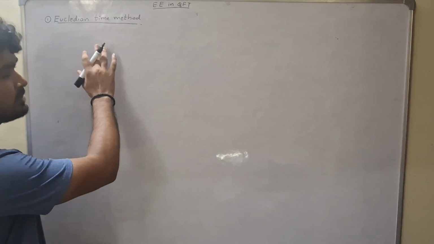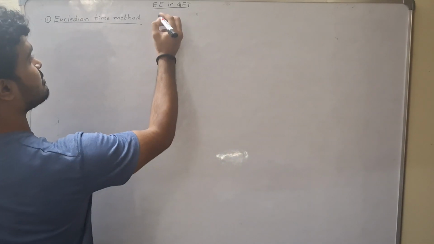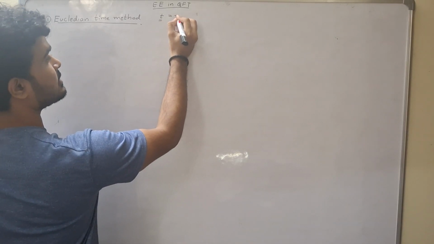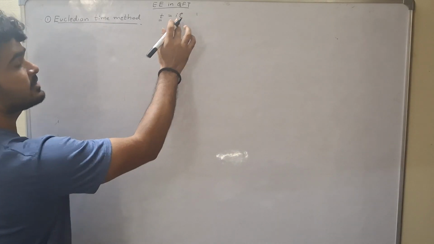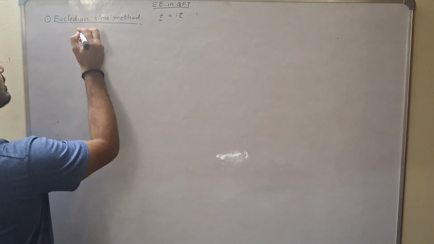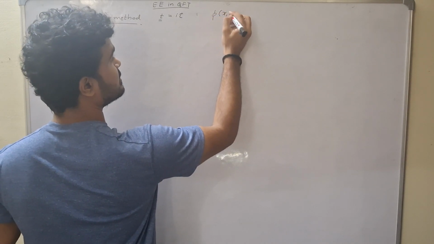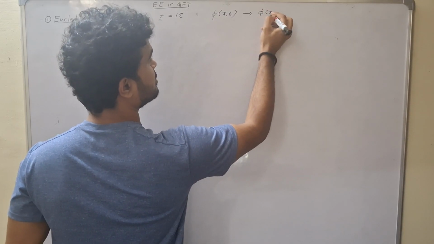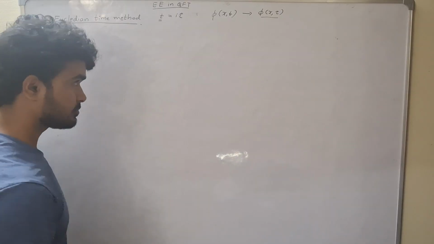So we will start with the Euclidean time method for quantum field theories. Euclidean time is when we map Minkowski time t with iota tau. This tau is the Euclidean time. So suppose we have a field phi of x comma t. This will be mapped to phi of x, tau. This is the field in Euclidean time.